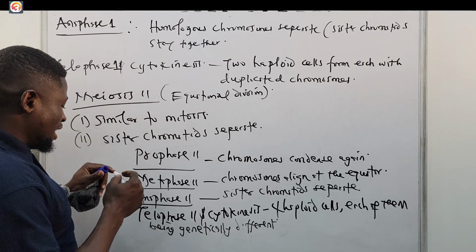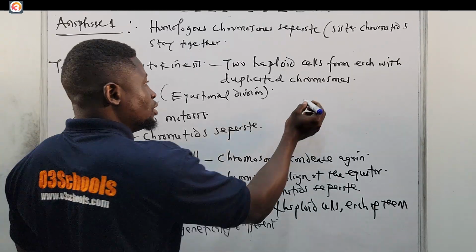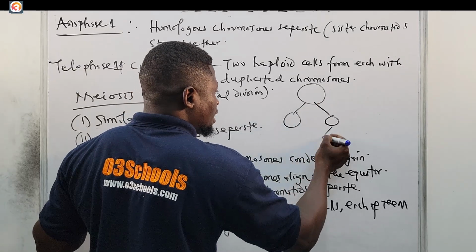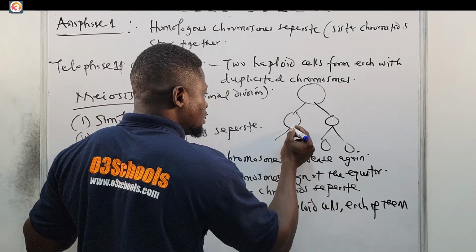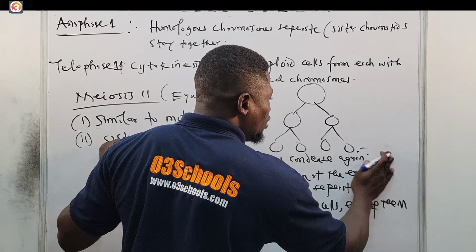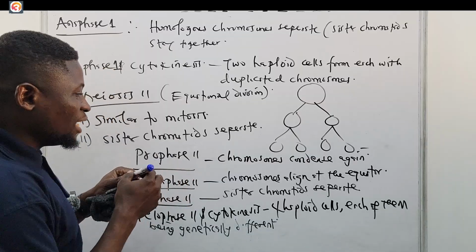Okay, so at the end of meiosis, we have 4 haploid cells. I showed you when you have this, and now this one, what do we have? We have 4 haploid cells at the end of meiosis.